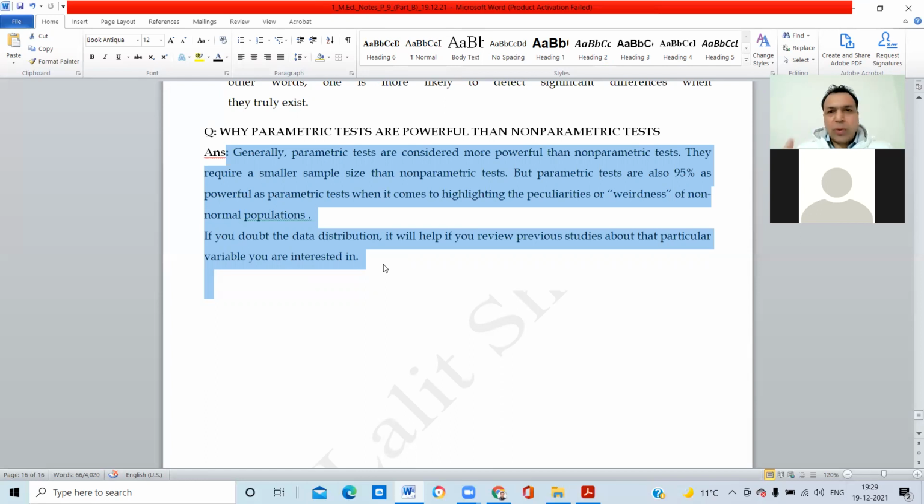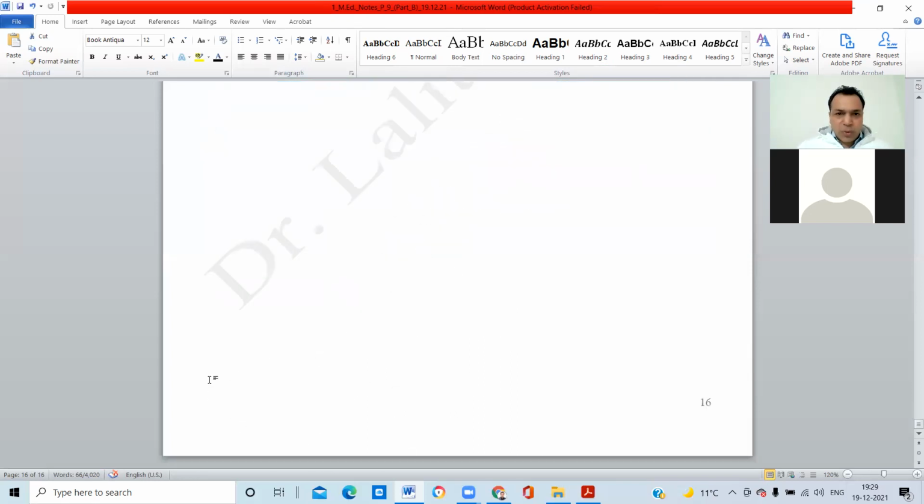So sometimes you get vague data, data which is not normal. But research says that we have another tool, called the non-parametric tool. With the help of a non-parametric tool, we can also predict what the result will be. So this is all about parametric and non-parametric tests. Thank you so much, guys.